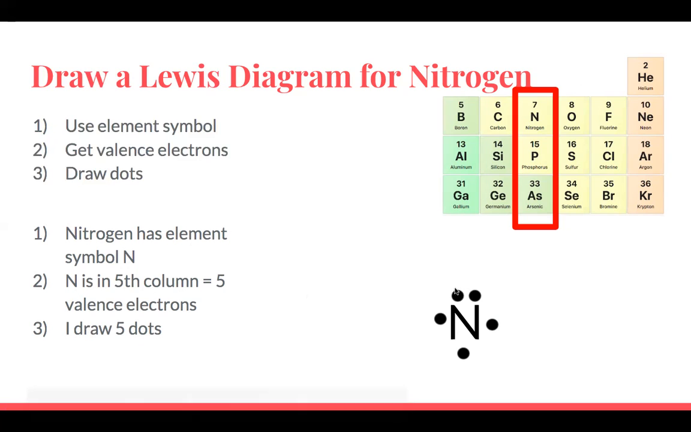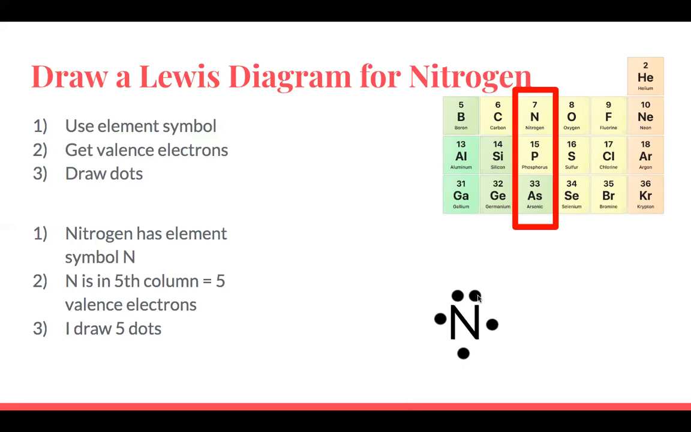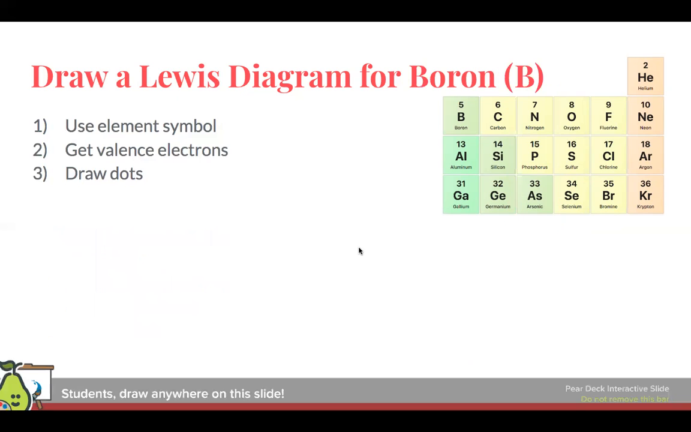Something that we're noticing about the pattern here is that there are only 4 spots for the dots. They can only be 1, 2 here, 1, 2 here, 1, 2 here, and 1, 2 here. You can't just draw 3 dots on top. If you did that, that's not right. You need to, at most, pair them up in sets of 2. Okay, now you're going to try this for boron.